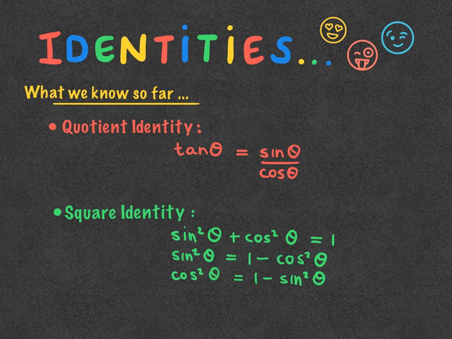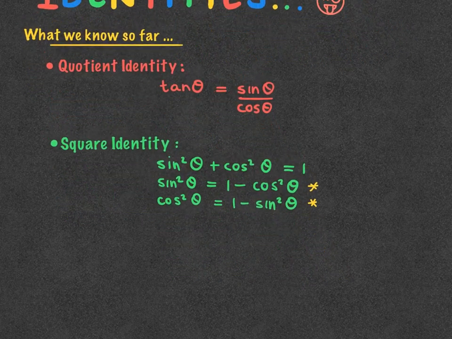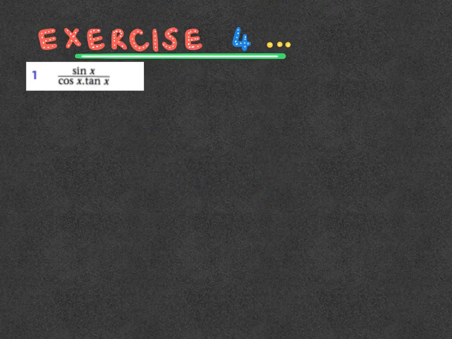So it's important that we remember that these two are options of my square identity, because as we start simplifying expressions now, we're actually going to see how often those two different options pop up. Okay, so this is what we know so far. Let's get stuck into our first example.